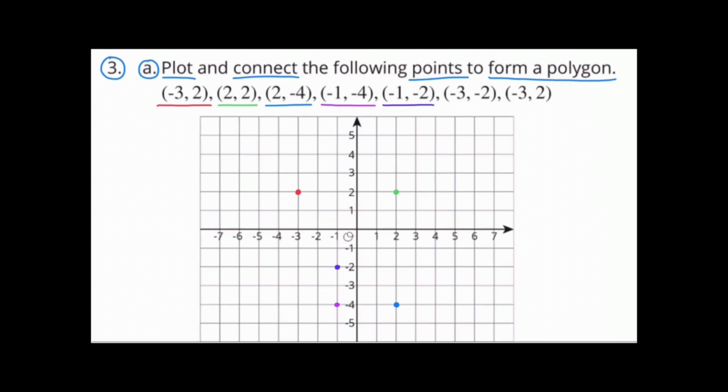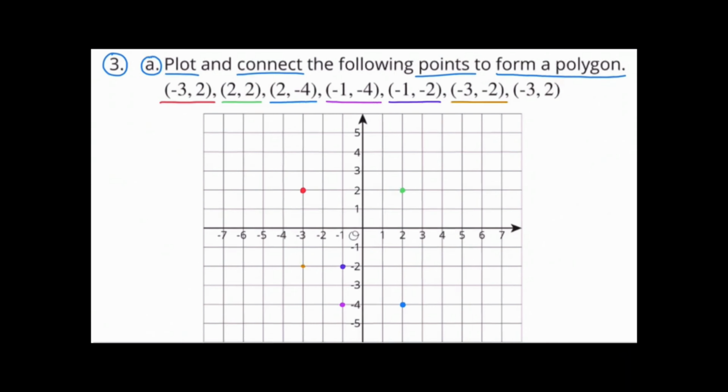Next, I plotted the coordinates -1 and -2, moving left along the horizontal axis 1 unit and moving down along the vertical axis 2 units. I plotted -3 and -2 by moving 3 units to the left along the horizontal axis and 2 units down.